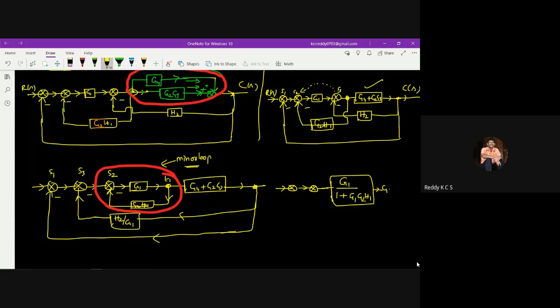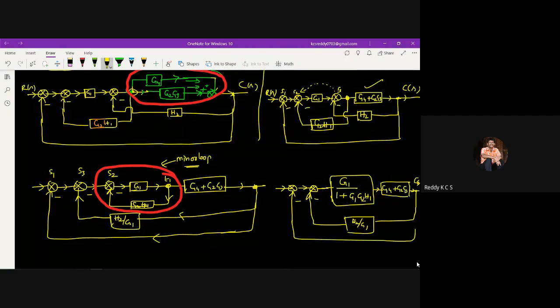Okay, so G4, then G2, G3, then we have this one. So this is the output C of S. Then from here you have one feedback, that is H2 by G1, to the summing point, this one. And one more is the unity feedback system, one summing, one takeoff signal. Okay, you can give it like this, not a problem. So we converted such a big complex block diagram into a simple block diagram till now.